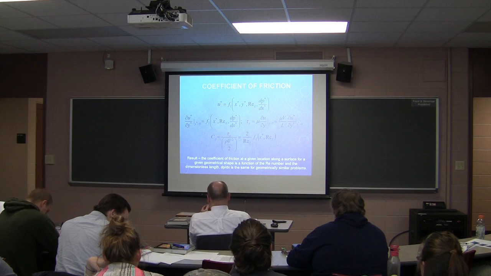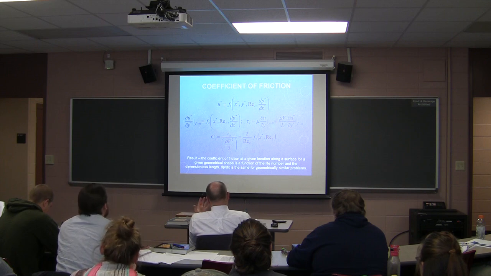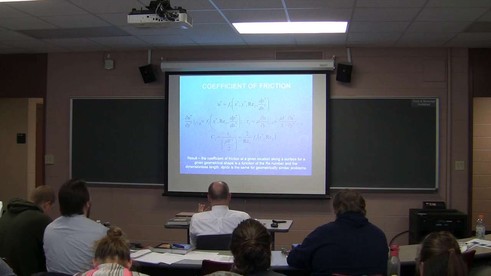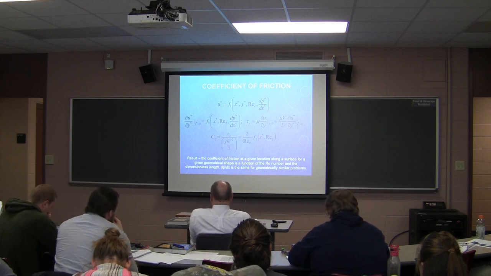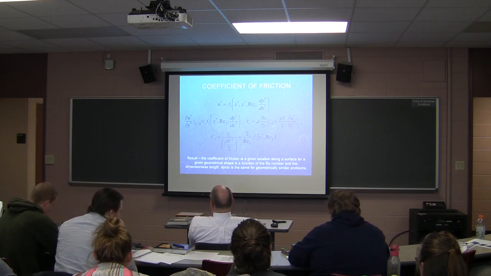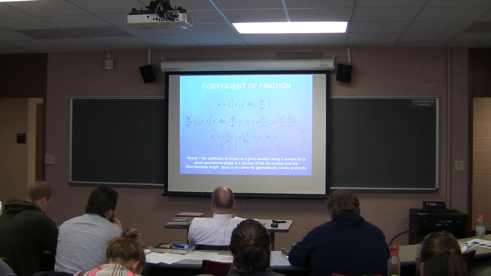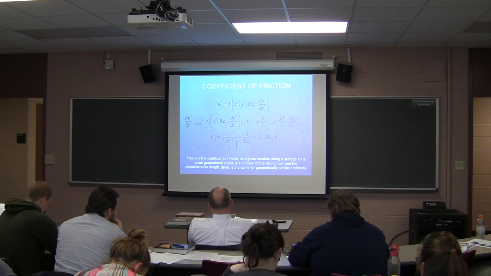U star, it turns out, is equal to a function of x star, y star, the Reynolds number, and the change of pressure with respect to x, which is typically constant for a certain geometry. On the other hand, the change of u with respect to y, evaluated where y is equal to 0, y star is equal to 0, is equal to a function of x star, the Reynolds number, and the pressure constant.